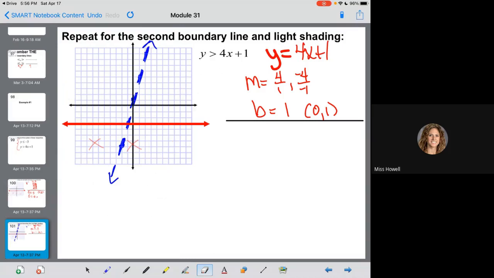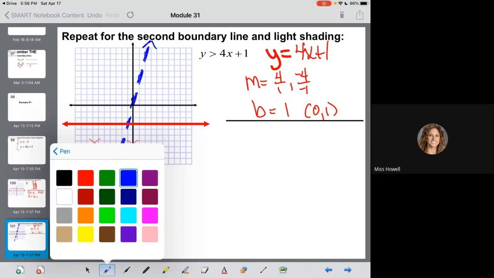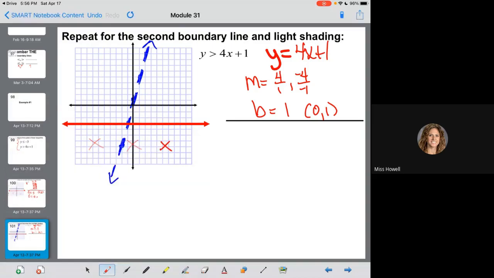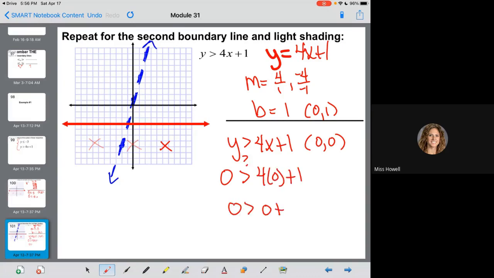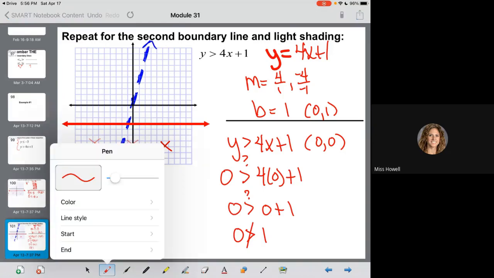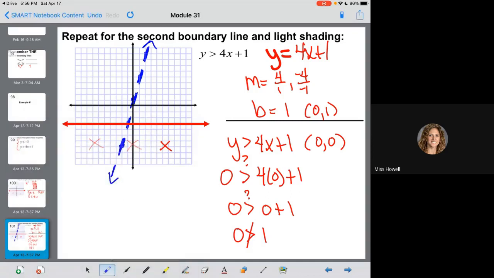All right, so I'm going to erase these things that we don't need here. I'll go ahead and put in that red X we had down here. Okay. All right, so y is greater than 4x plus 1. (0, 0) is not on our line, so we can go ahead and use it. 0, is it greater than 4 times 0 plus 1? So 0, is it greater than 0 plus 1? Now, 0 is not bigger than 1, so that doesn't work. So where we would shade for our blue line, I'll go ahead and put some X's out here, would be on this side. Everybody see it?